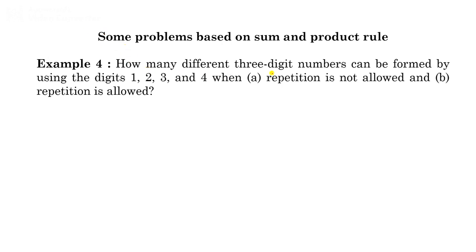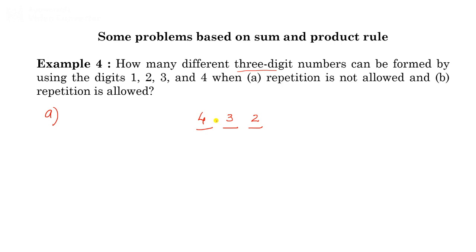Now, how many different 3 digit numbers can be formed by using the digits 1, 2, 3 and 4 when first, repetition is not allowed and second, repetition is allowed? Now look at this 3 digit number. Take the first case A, when repetition is not allowed. For the first place we have 4 choices. To fill this first place you can use 1, 2, 3 and 4. Now if repetition is not allowed, it means you have consumed one number. So for the second place you have only 3 choices, and for the last place you have only 2 choices.